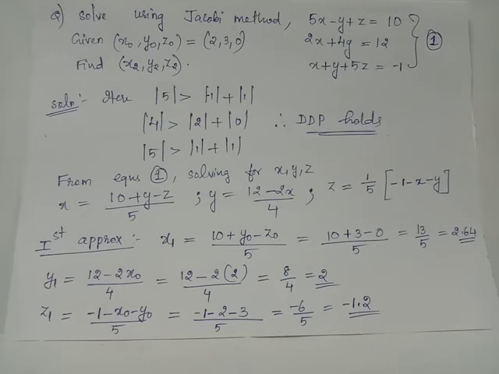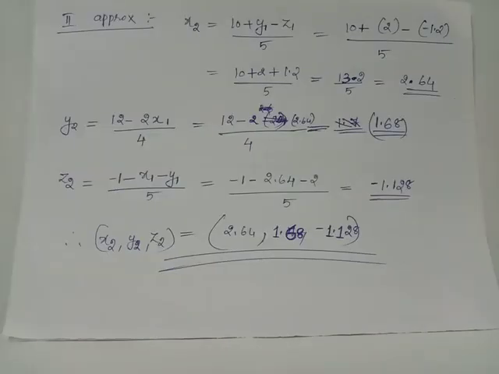In order to find out the second approximations x2, y2, z2, we will depend on x1, y1 and z1. We have x2 equals (10 plus y1 minus z1) divided by 5, where y1 equals 2 and z1 equals minus 1.2. Thus x2 equals 2.64. y2 equals (12 minus 2x1) divided by 4, where x1 equals 2.6. Thus we have y2 equals 1.68. z2 equals (minus 1 minus x1 minus y1) divided by 5, where x1 equals 2.6 and y1 equals 2. Thus we have z2 equals minus 1.12.